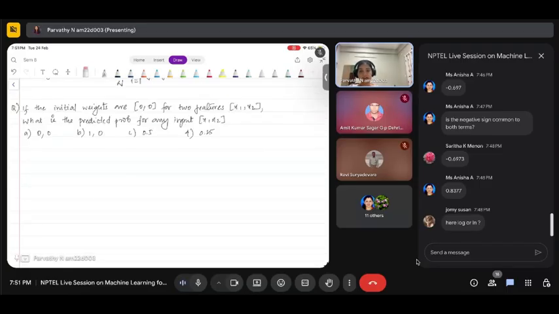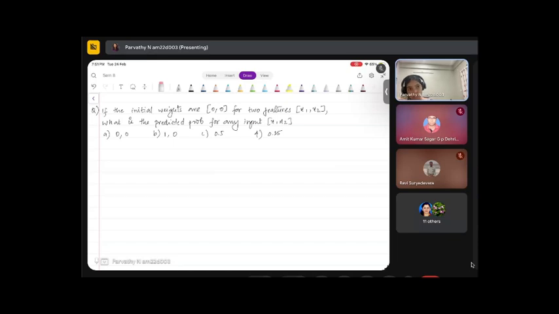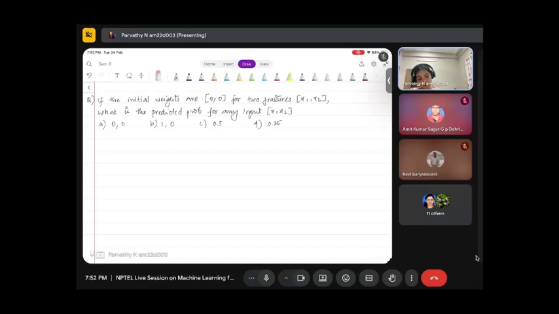So if the initial weights are 0, 0 for two features x1, x2, what is the predicted probability for any input x1, x2? Yeah, for the second question, 0.83 is correct.